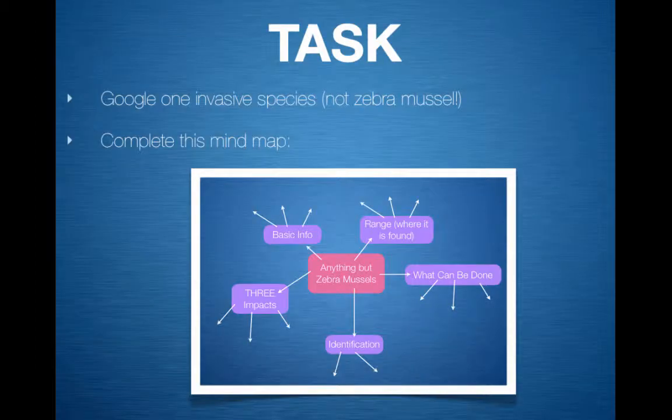Your task is to Google one invasive species, so anything but the zebra mussel, and complete this mind map. So look up anything but a zebra mussel, find some basic information about it, research where it can be found, how you can identify it as that particular species, what are 3 environmental impacts, and what can be done to help out with the situation.